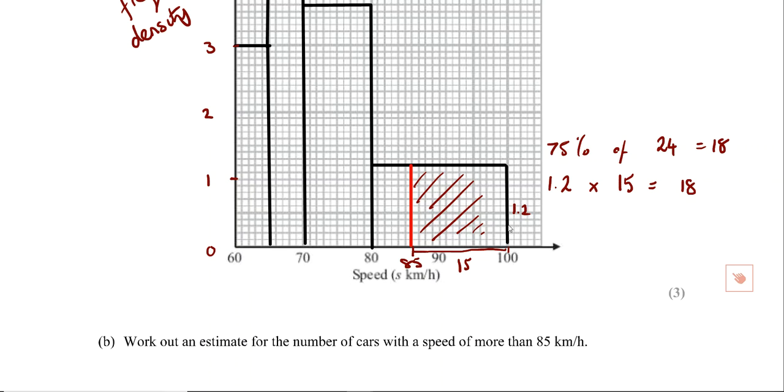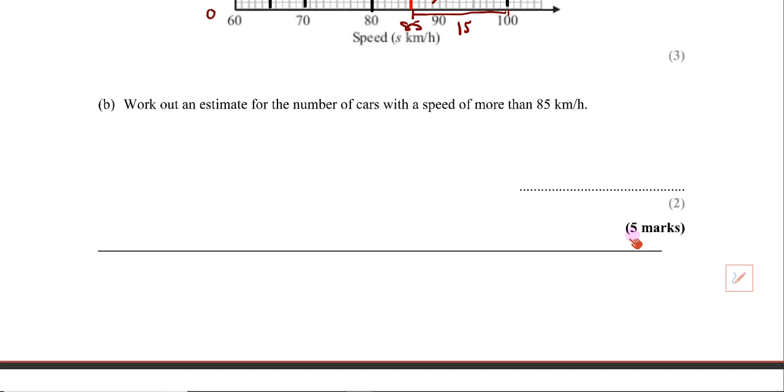So again, we multiply 24, which is the frequency, by... if the whole bar is 24, and we only want 3/4 of it, that's what we worked out. 15 of 20 is 3/4. Okay? Seems to work for us.